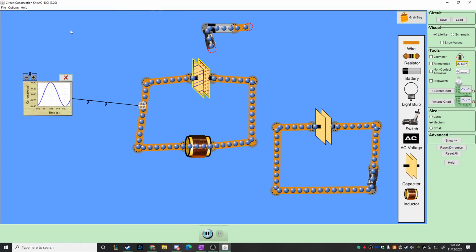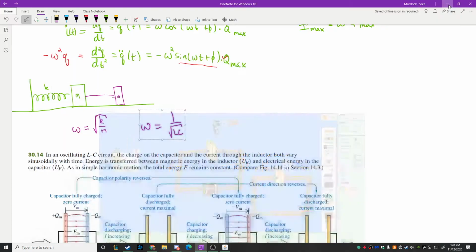Okay, so that's an LC circuit. Anyone have any questions? The fact that there's a frequency here, we're going to refer to this quantity to be what we call the natural frequency.